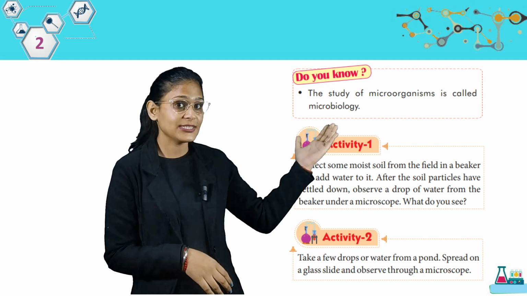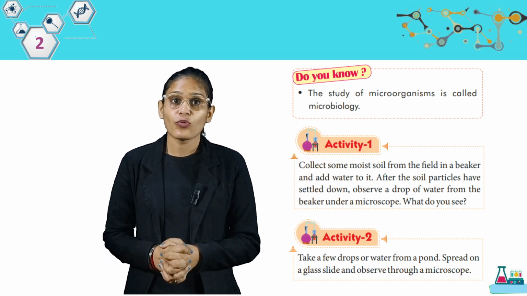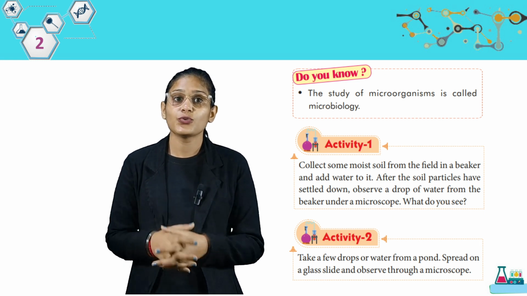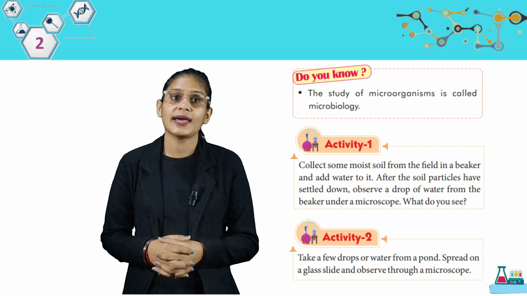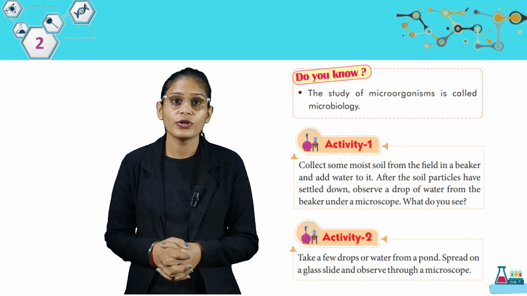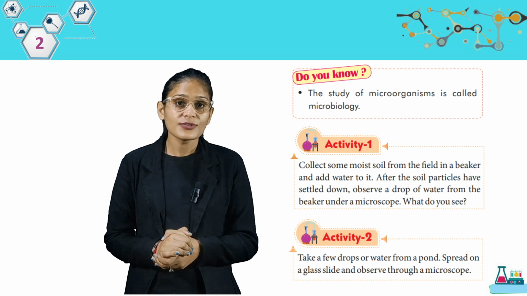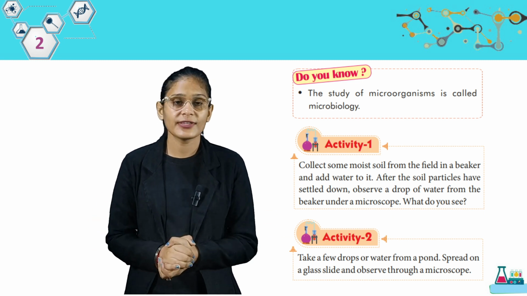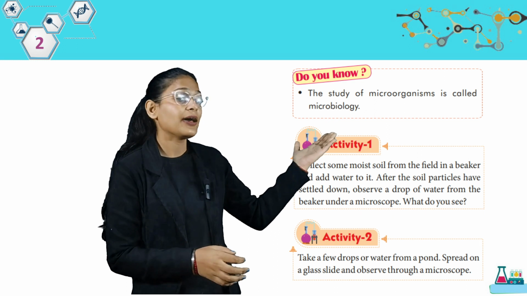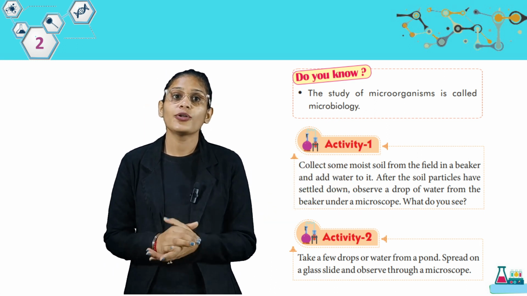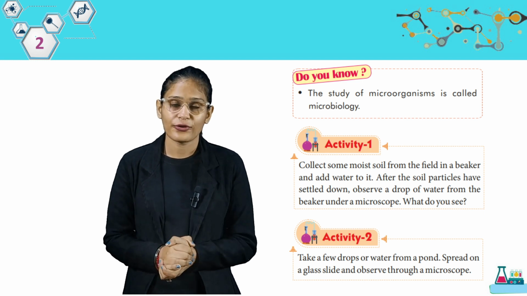Here we have an activity, activity 1. Collect some moist soil from the field in a beaker and add water to it. After the soil particles have settled down, observe a drop of water from the beaker under a microscope. What do you see? Students, you can perform this activity with the help of your teacher. Here we have activity 2. Take a few drops of water from a pond, spread on a glass slide and observe through a microscope.